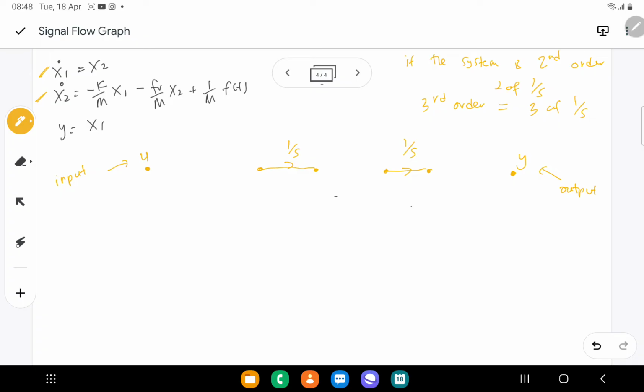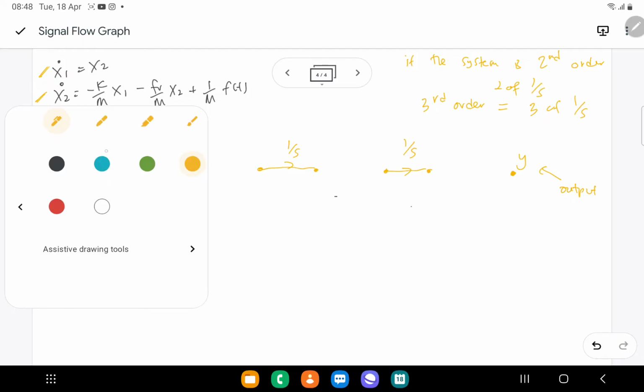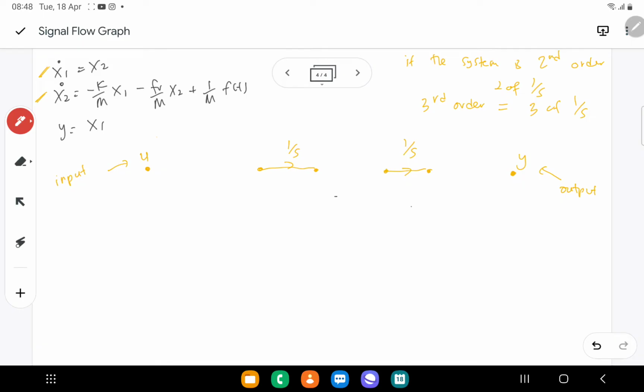I will explain to you what is the meaning of the 1 over s later. Done. And then after that, first you need to label u and y, and then secondly you need to put 1 over s to the signal flow graph. Since this is a second order system, you need to have 2 of 1 over s. The next, you need to write down the x.